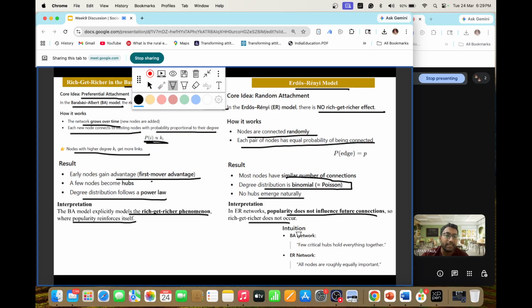Let's see the intuition. BA network: a few critical hubs hold everything together. ER network: all nodes are roughly equally important.